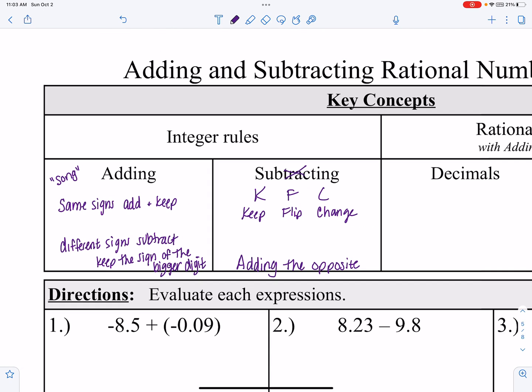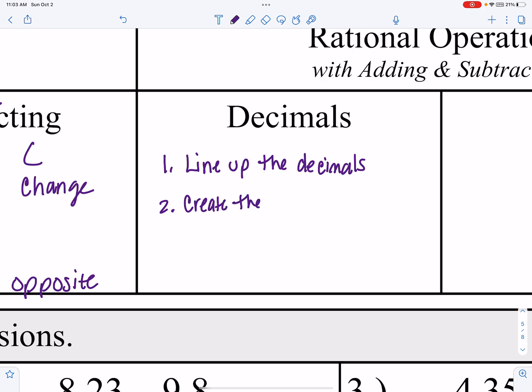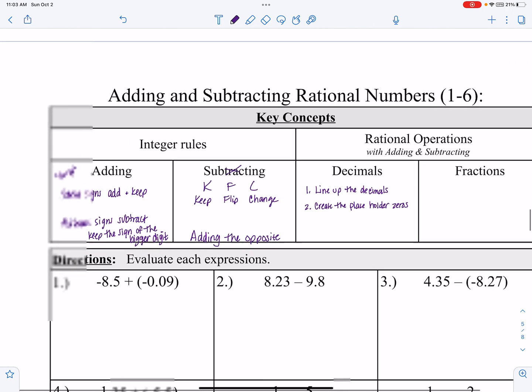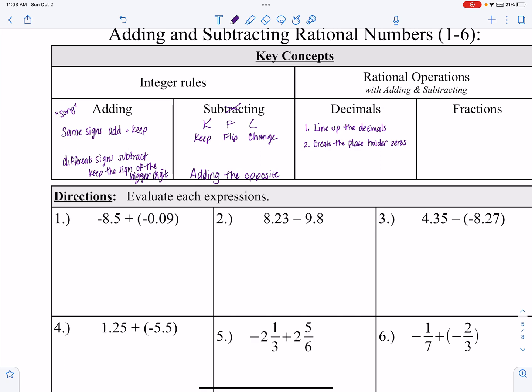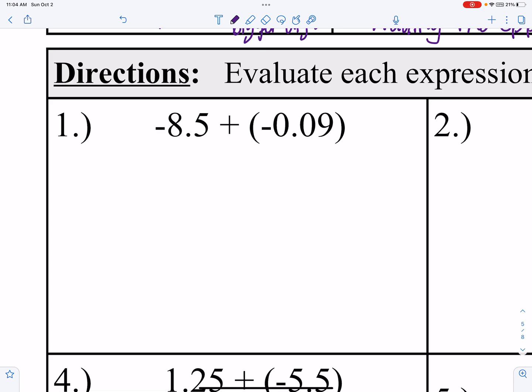All right. With decimals, we have two steps that we need to follow. Number one is you must line up the decimals. This is only true for addition and subtraction, not multiplication, division. And then number two is create the placeholders. So placeholder zeros. And then you'll see what I mean if you don't remember that piece there. All right, so let's go ahead and we'll talk about the fractions in a little bit. Let's head down to evaluating these decimal expressions.